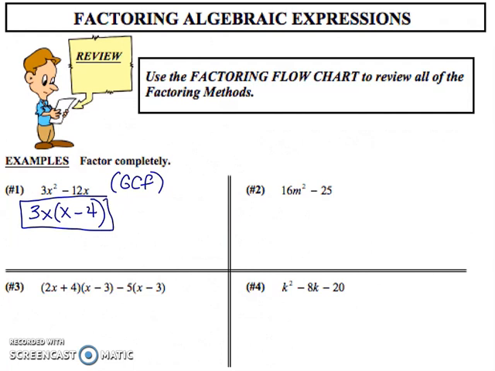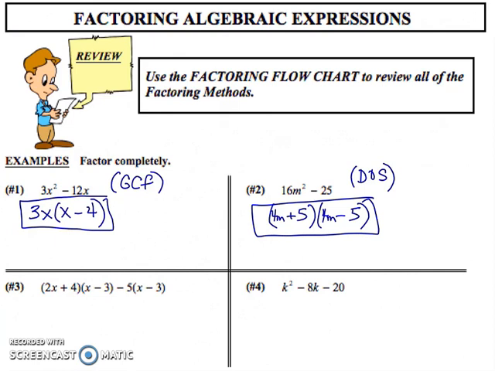All right, number 2, 16m squared minus 25. We've got two terms, and there's a minus sign between them. 16m squared, that's a perfect square, and 25, that's a perfect square. So what we are looking at here is what I call a DOS, a difference of squares. We know that's going to factor into two binomials. One of them is going to have a plus, the other one's going to have a minus. 16m squared comes from 4m times 4m, and 25 comes from 5 times 5. Remember, you can always FOIL it back out to check it if you want to make sure that you are correct.